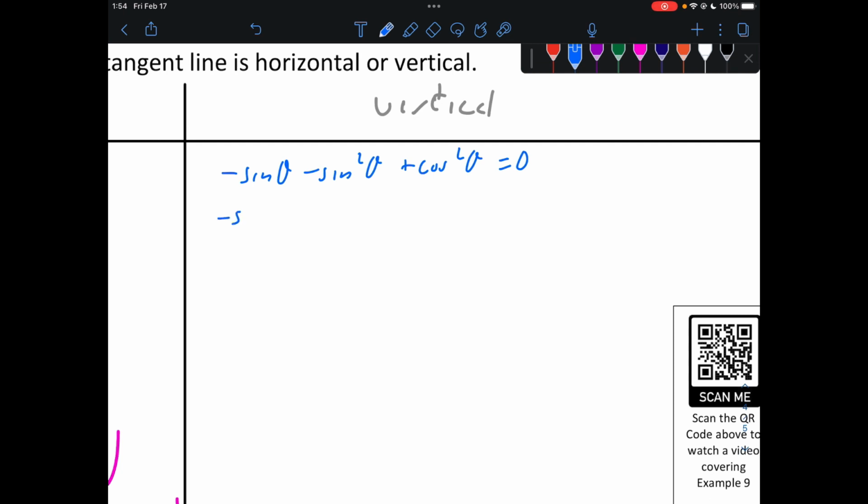But luckily, we know our trig identities, and I can convert cosine, because sine squared plus cosine squared equals 1, so cosine squared would equal 1 minus sine squared. So now, I'm going to bring all this over to the right. I get 2 sine squared plus sine minus 1.